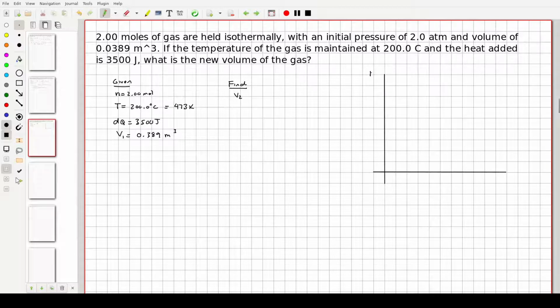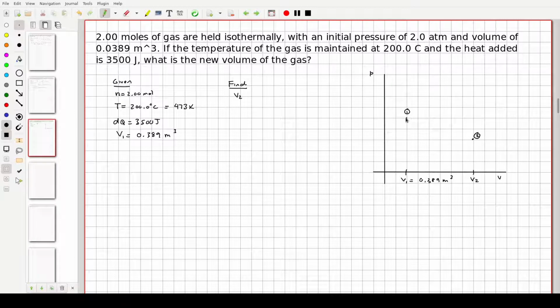So on this axis is P. On this axis over here is V. We're starting off, I'll say about here somewhere. My initial volume, V1, is 0.389 cubic meters. So this is point 1. This is where we're at. Now, somewhere over here, I'll say maybe here, we have a new volume. This is what we're trying to find.